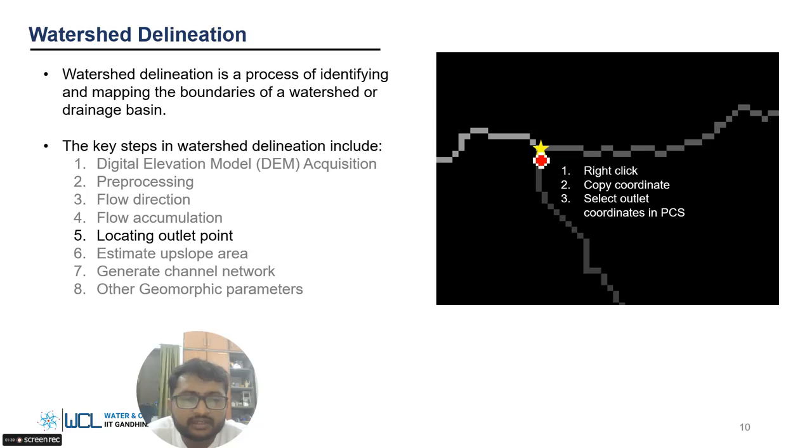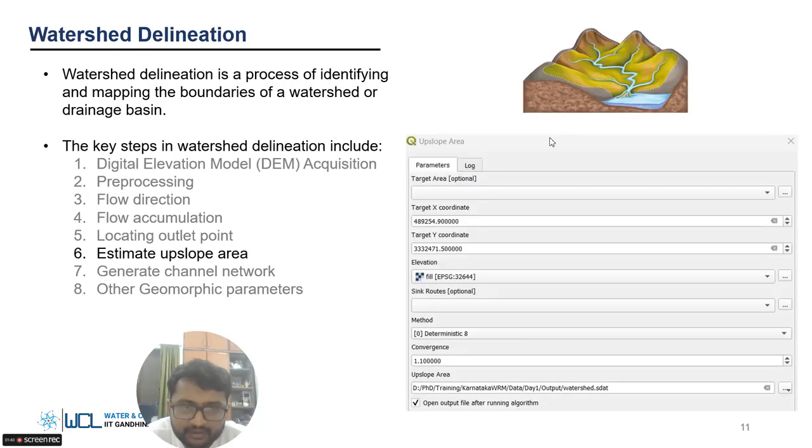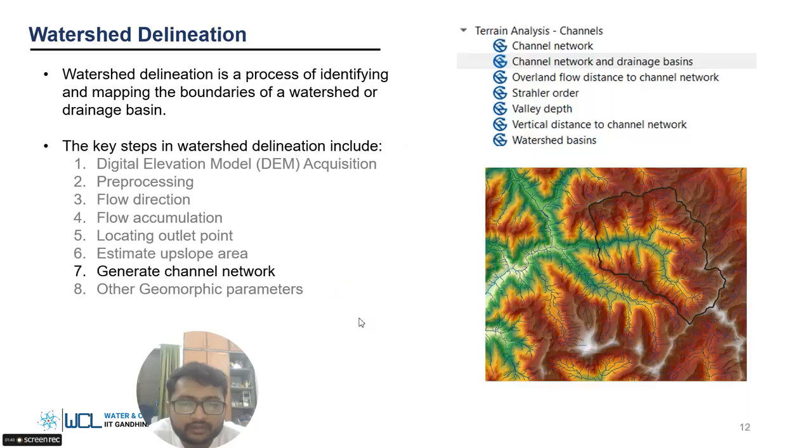And then wherever we have the highest accumulation, we will right click and copy the coordinates, the X and Y location. Then we'll use the Upslope Area tool, where we'll give the X and Y coordinate of this location. It will generate the watershed for that particular area. Here we'll select Deterministic 8 as the convergence method, like 1, 2, 3, 4, which we have just talked about, so we consider 8 directions. And then it will give me this kind of catchment area.